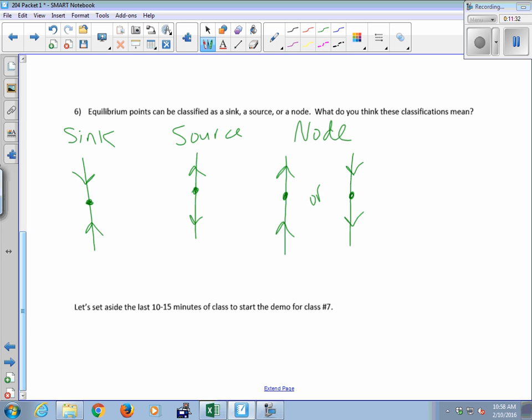All right, and then a node, if you were going to sketch the solutions when you had a node, here's your equilibrium solution. We would come down towards it from one side and go away from it from the other, like that. Something like that.